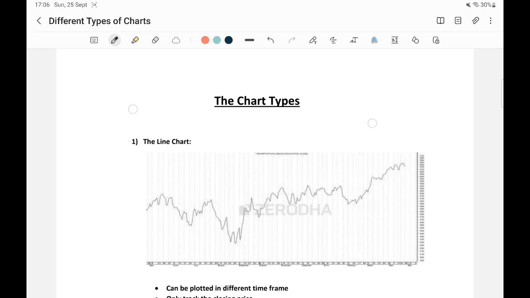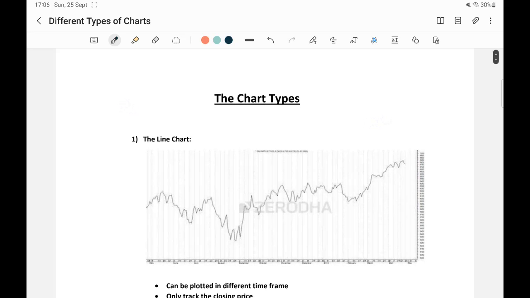This video is all about the different types of charts. Broadly, I'm going to cover two types of charts. One is called the line chart and the second is called the bar chart. So let's understand what a line chart is.